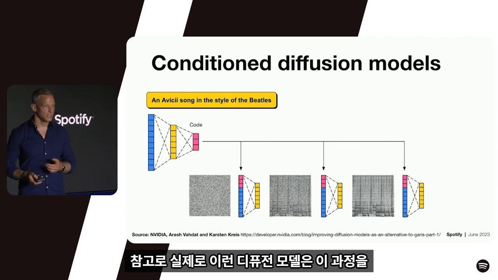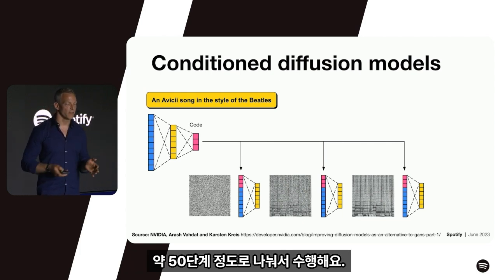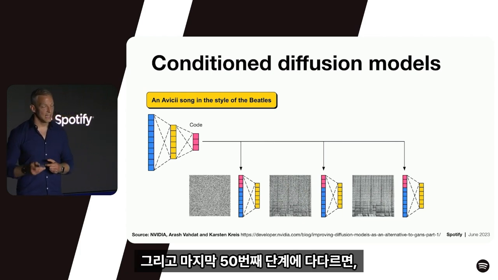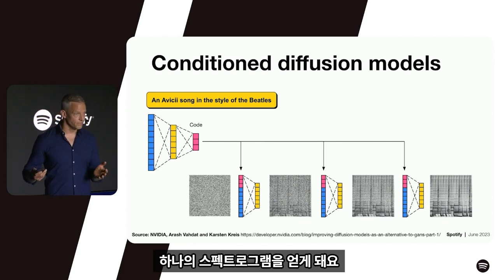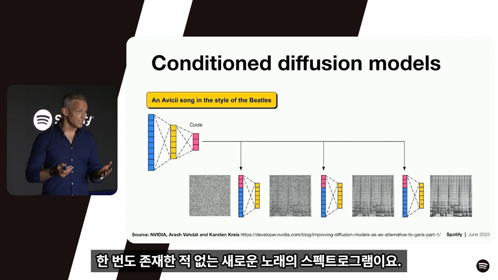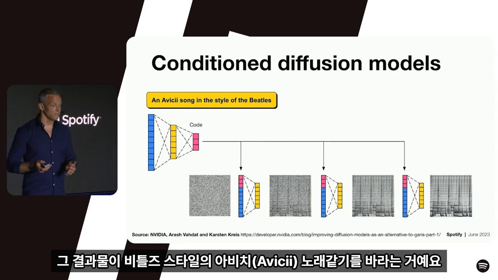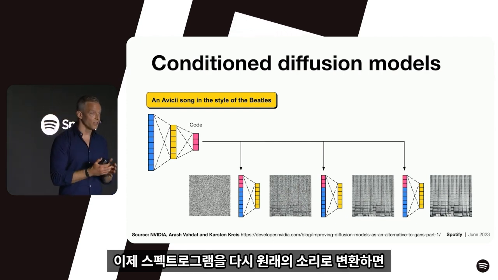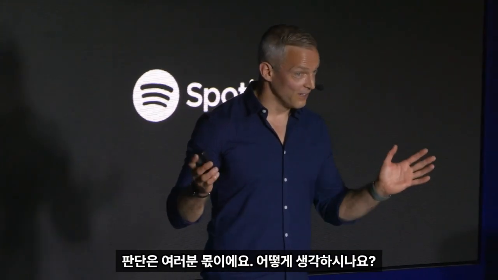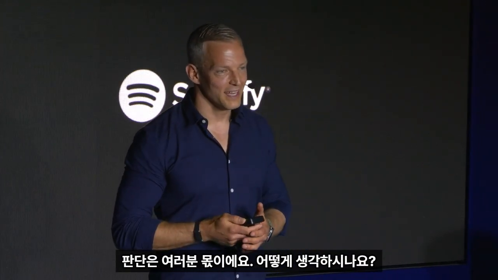And if you're interested, in reality, these diffusion models have about 50 of these steps. And at the end of the line, at the 50th step, you're going to get a spectrogram of a song that never existed, that hopefully is an Avicii song in the style of the Beatles, when you transform it back from a spectrogram into pure audio. So now you're finally there. Hopefully, you'll be the judge. Tell me what you think.